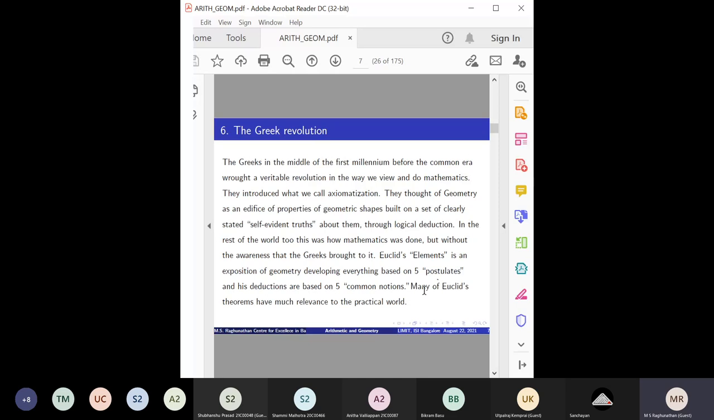Many of Euclid's theorems do not have much relevance to the practical world. For example, he shows that the three angular bisectors of a triangle meet at a point. It's not of great significance practically, because if you really have to work with bisectors, you will discover in practice that they meet at a point. But what Euclid did was to prove that it happens on the basis of simply the axioms he formulated.